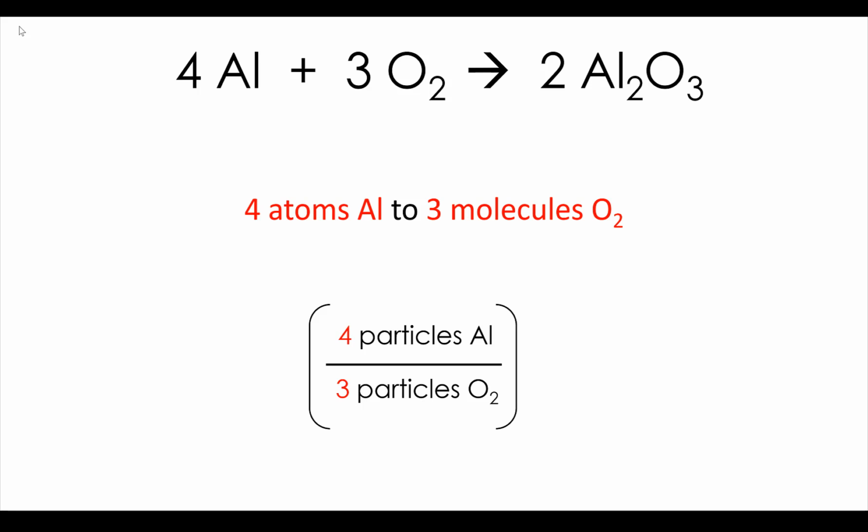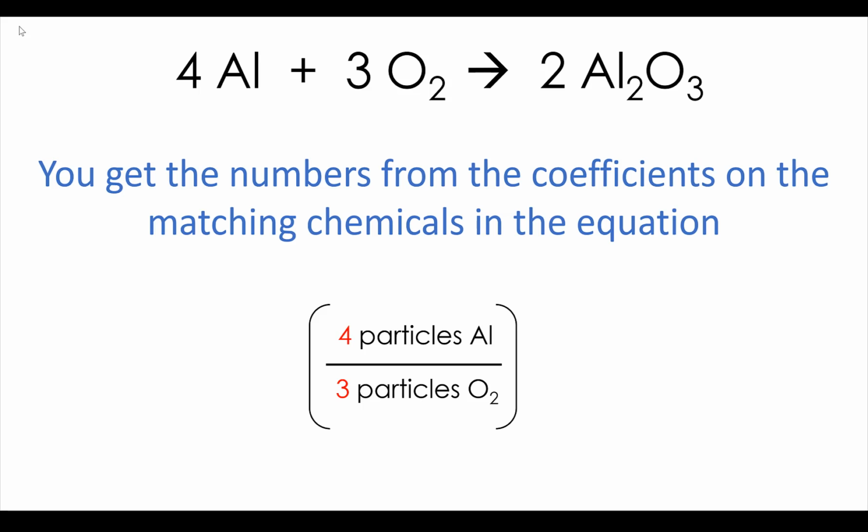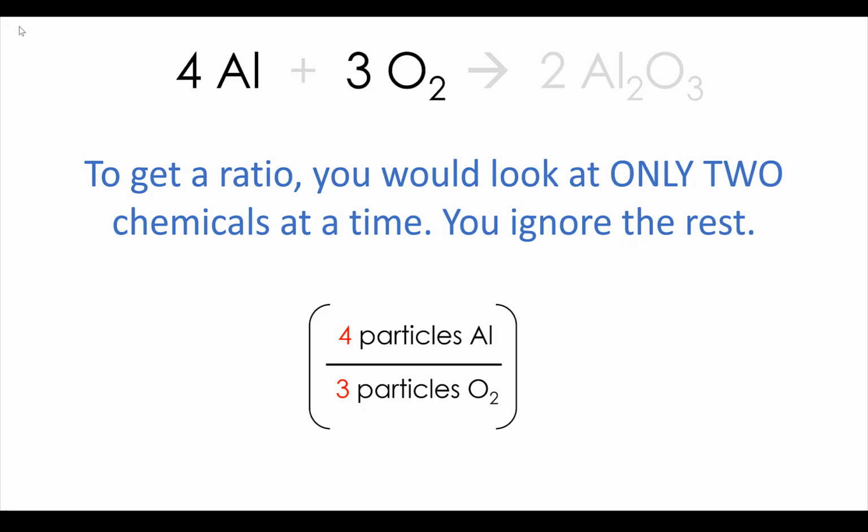That should hopefully make sense. That just tells me what the recipe asks me for. You get the numbers from the coefficients on the matching chemicals in the equation. And to get a ratio, you're going to look at only 2 chemicals at a time. You ignore everything else.